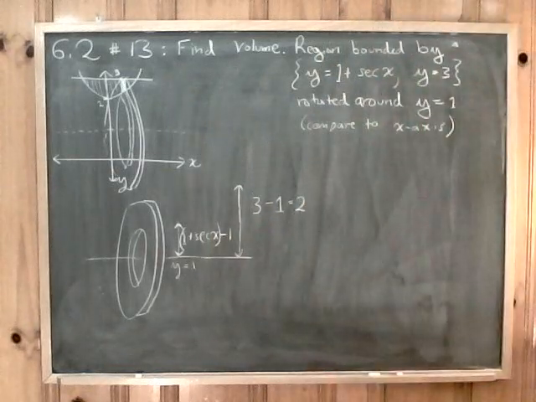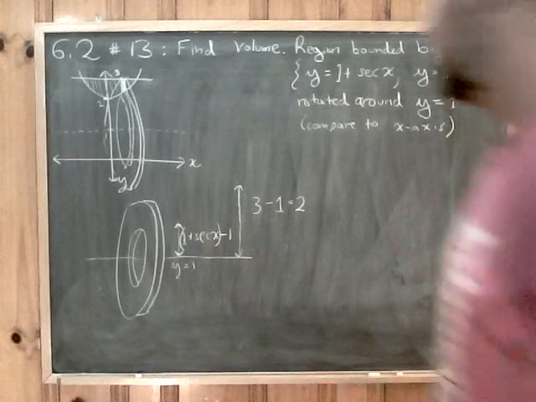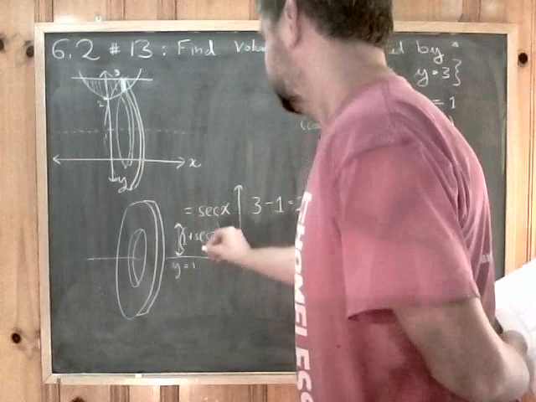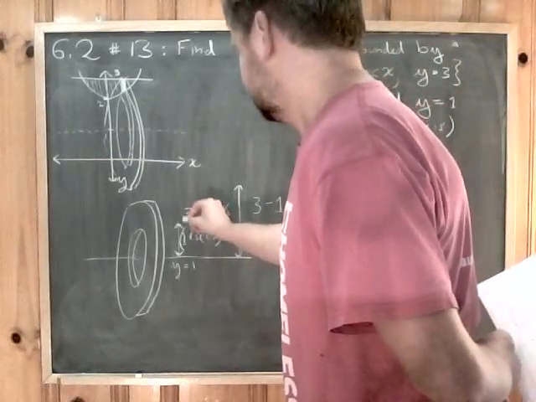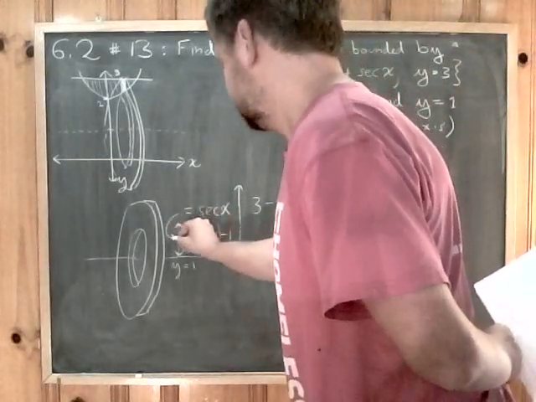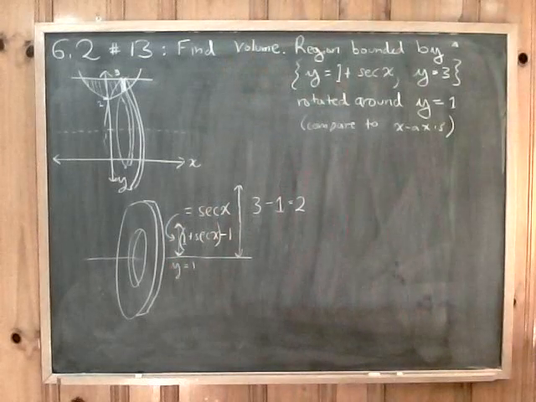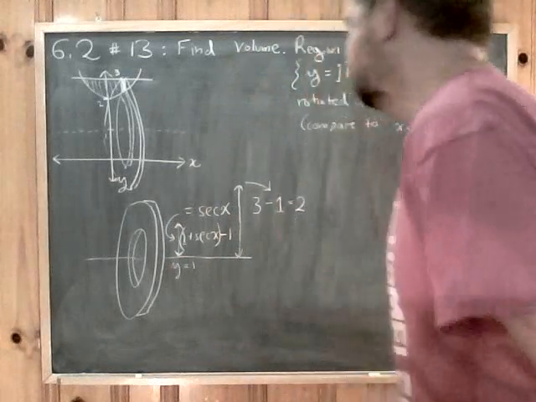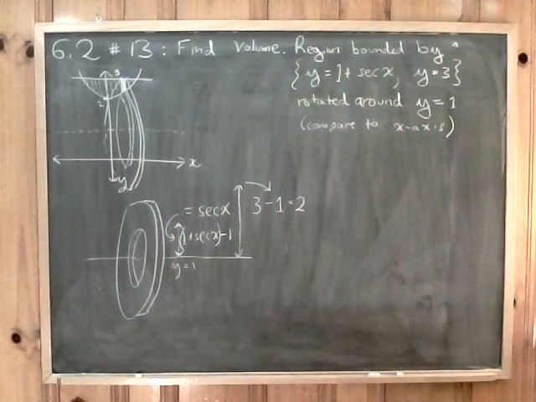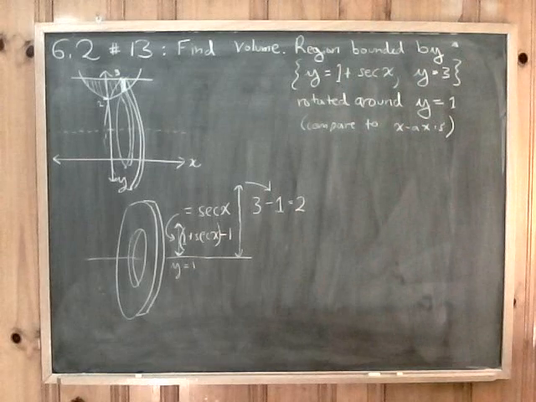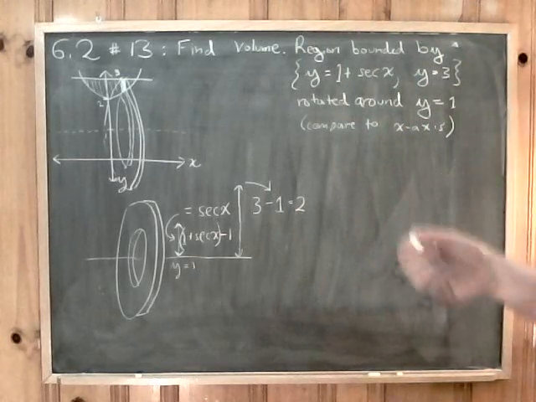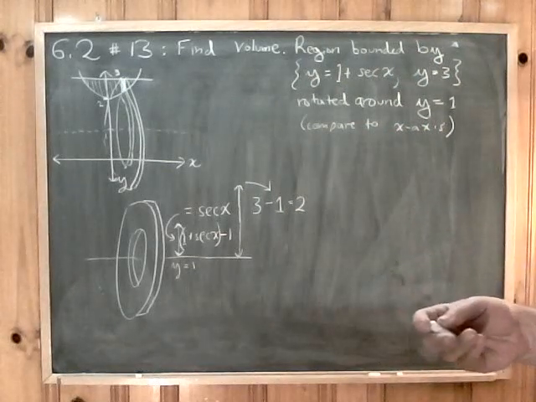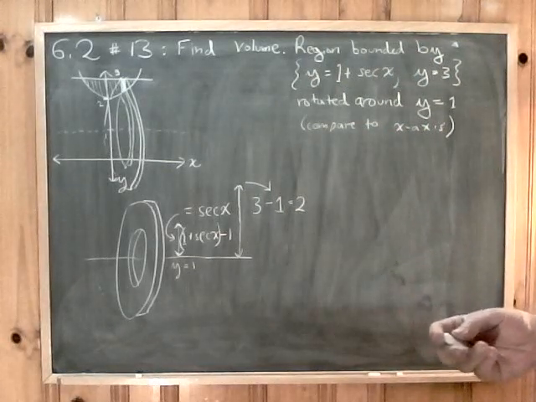And that one turns into just 1 plus secant x minus 1 equals just secant x, right up above there. So those are the two radiuses, the big radius and the small radius of the washer. This shows why it's a good idea to actually think through the process instead of memorizing it, because when you have a different line that you're rotating around, you have to figure out what the two radiuses are.